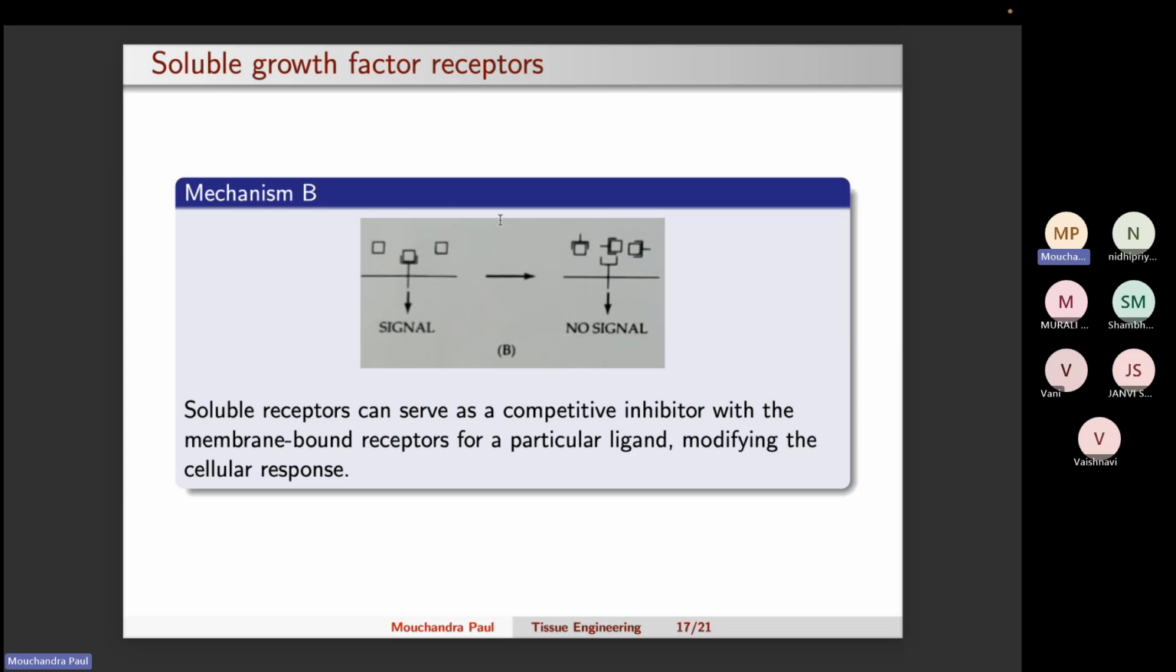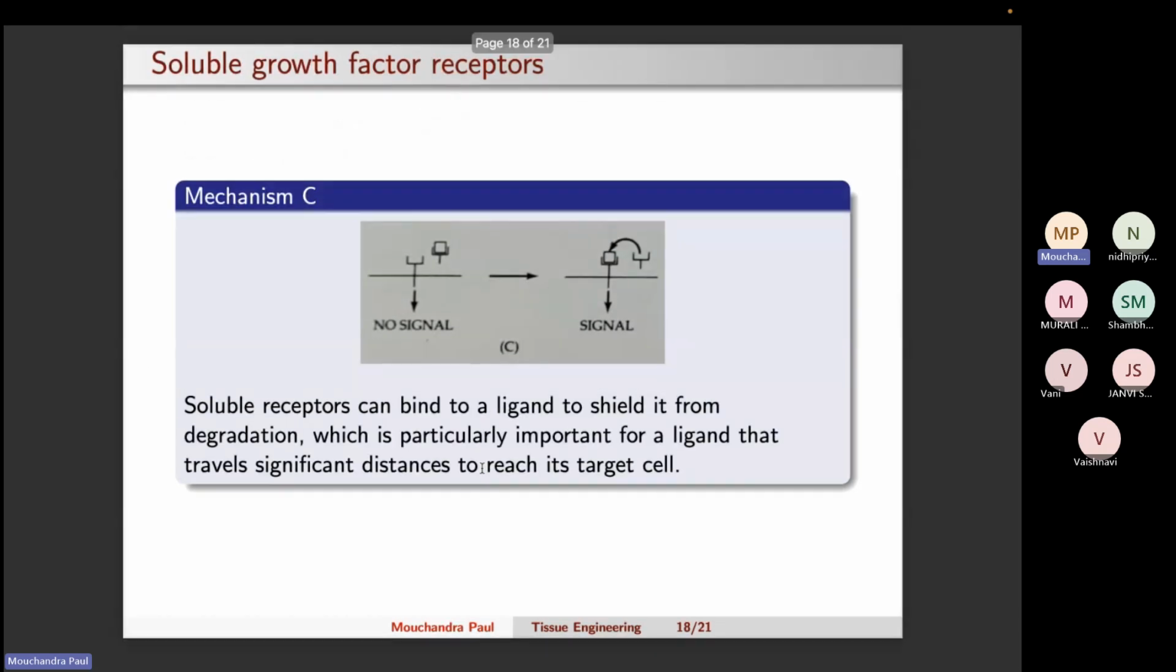So the soluble receptor is hindering by competing with the membrane bound form, and it has modified the cellular response which the cell could have shown if the ligand was able to bind with the membrane bound form. So they are basically acting as inhibitors of signal propagation.